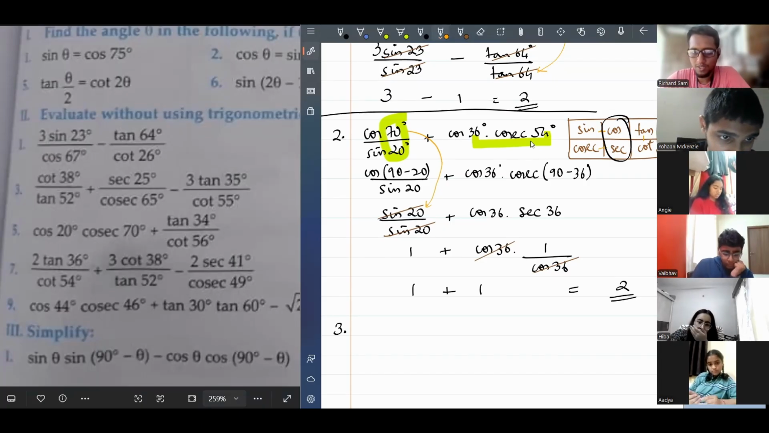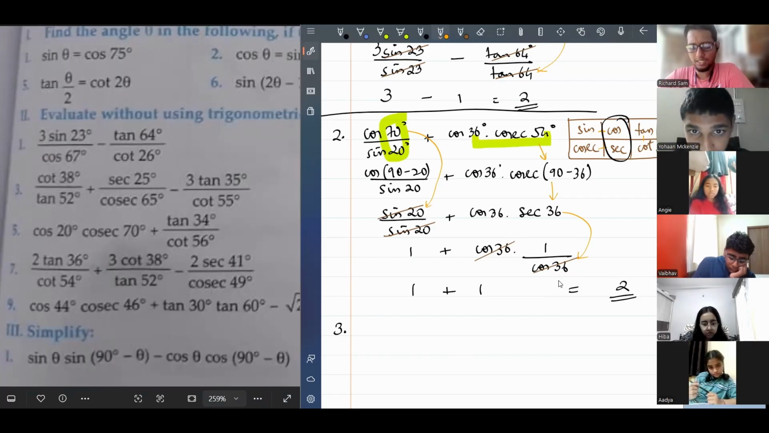Then same thing we're doing for this cosec 54. Cosec 54, we're writing it as cosec(90 minus 36), and then cosec(90 minus 36) becomes sec 36, because cosec and sec are complementary to each other. And for sec 36, we're writing it as 1 upon cos 36 because sec and cos are reciprocals of each other. That way we can cut the cos 36. Here we cut the sine 20s. Okay, so we have 1 plus 1. Answer is 2.